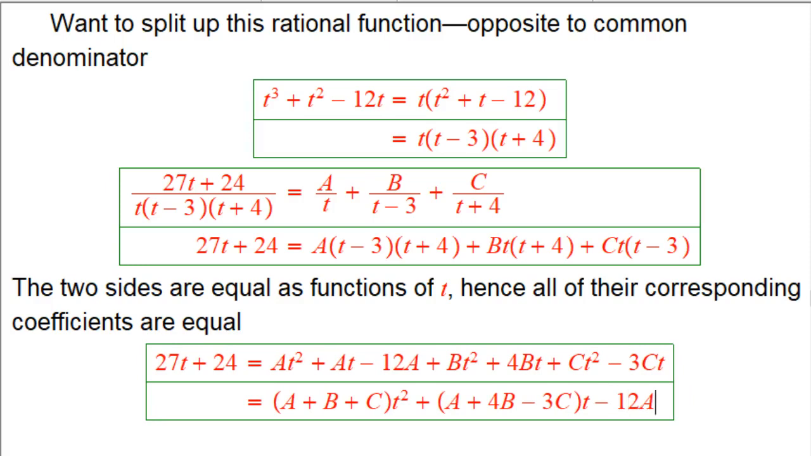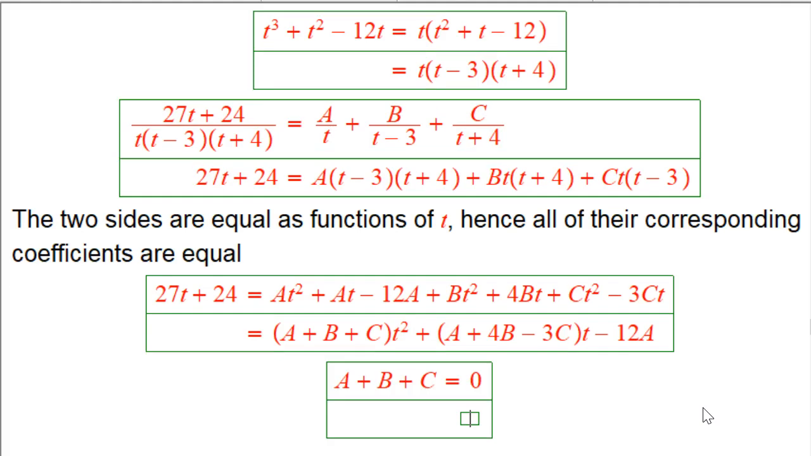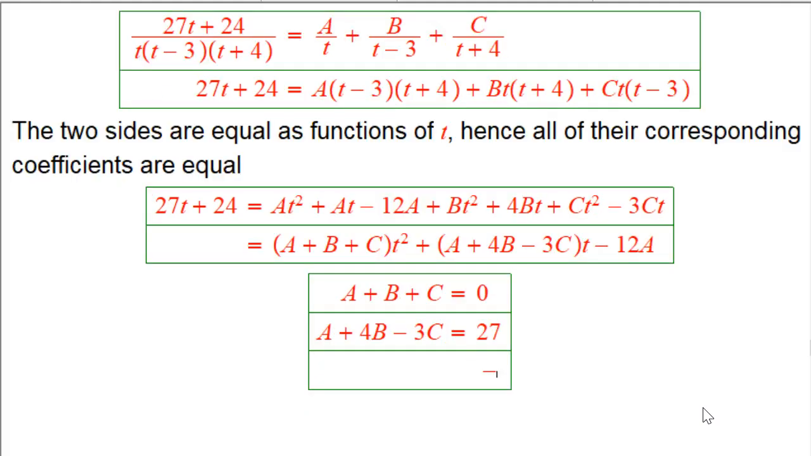So let me just write it as minus 12a. Okay. So this is a polynomial with mystery coefficients, but we know the quadratic coefficient is a plus b plus c. We know the linear coefficient is a plus 4b minus 3c, and we know the constant coefficient is minus 12a. That has to equal this polynomial. That means that, let's see, starting from the t squared, it means that a plus b plus c equals 0. It means that a plus 4b minus 3c equals 27, and it means that minus 12a equals 24. That's a nice break that this last one only involved a.